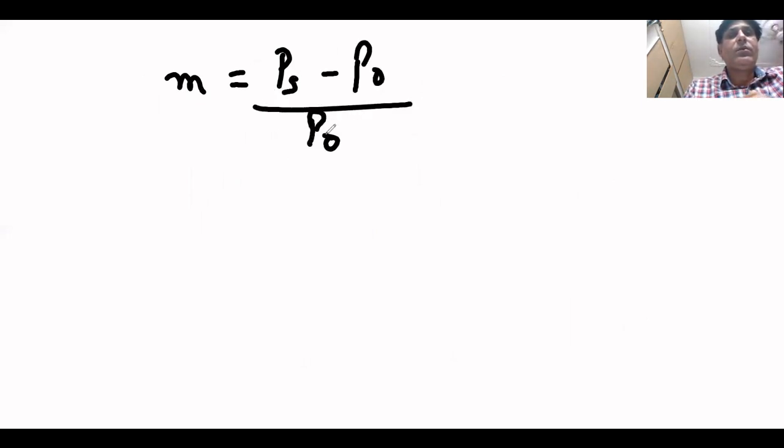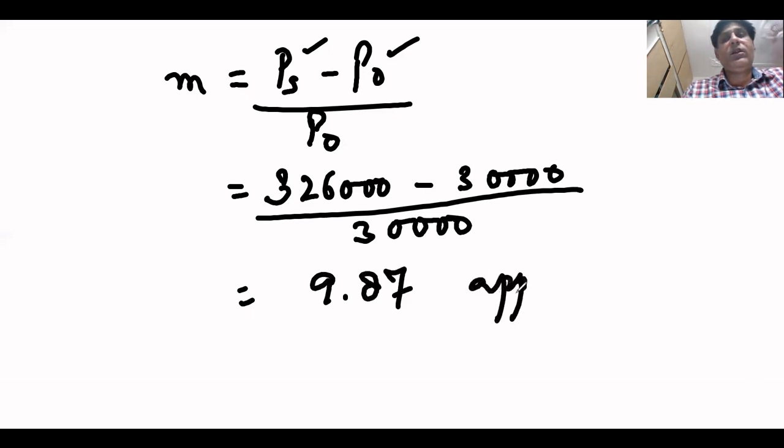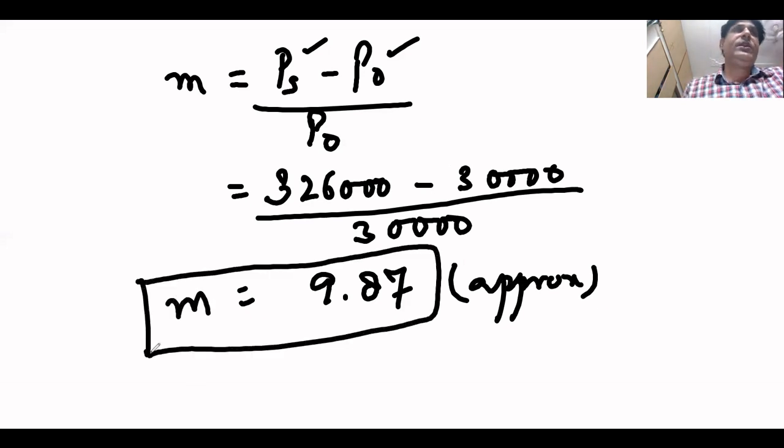Now what is M? You know PS, you know P0. What is PS? 3,26,000 minus initial 30,000 divided by 30,000, right? So the value of M is 9.87. Done. You need to find out N also. Now, what is N?